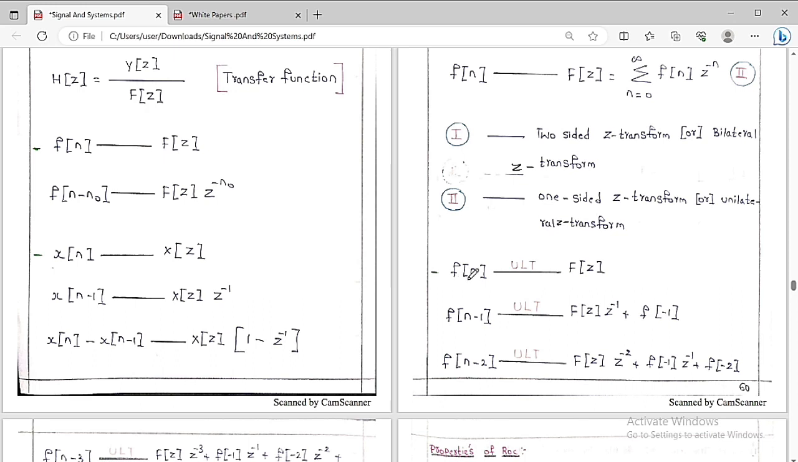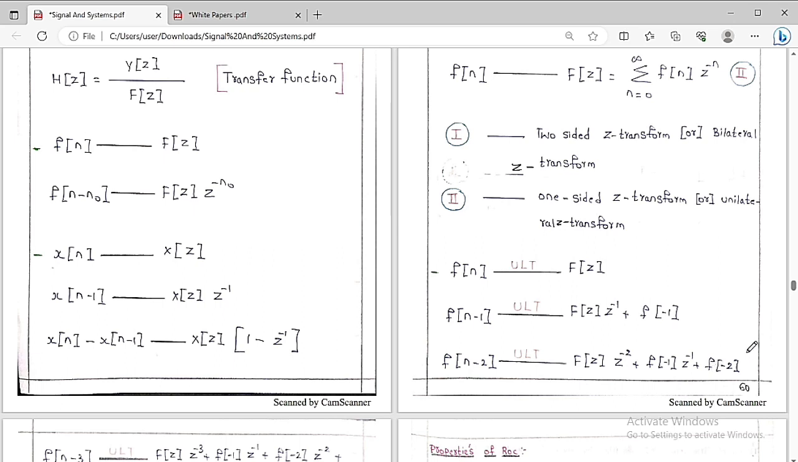For f of n, if you apply the unilateral z transform, we get F of z. For f of n minus 1, if you apply the unilateral z transform, then we get F of z into z to the power of minus 1 plus f of minus 1. For f of n minus 2, if you apply the unilateral z transform, then we get F of z into z to the power of minus 2 plus f of minus 1 into z to the power of minus 1 plus f of minus 2 into z to the power of minus 0.